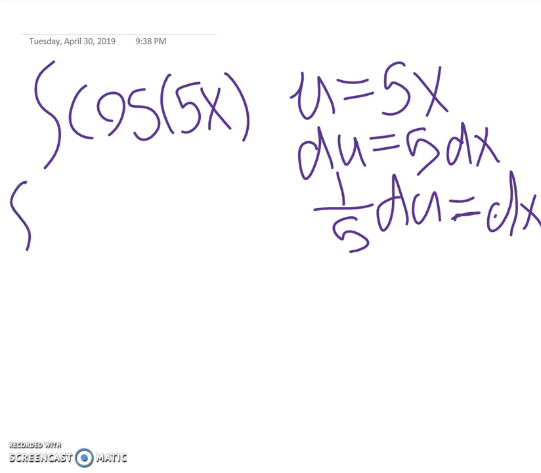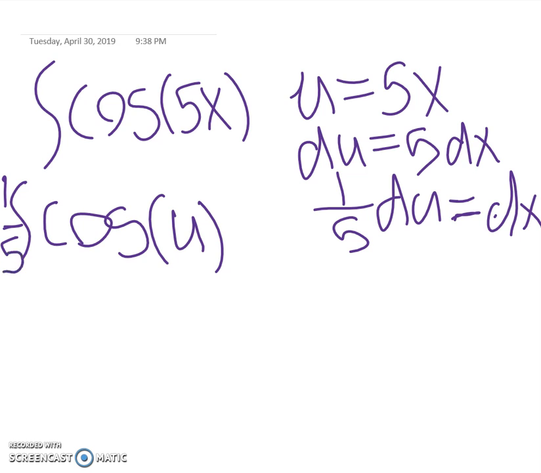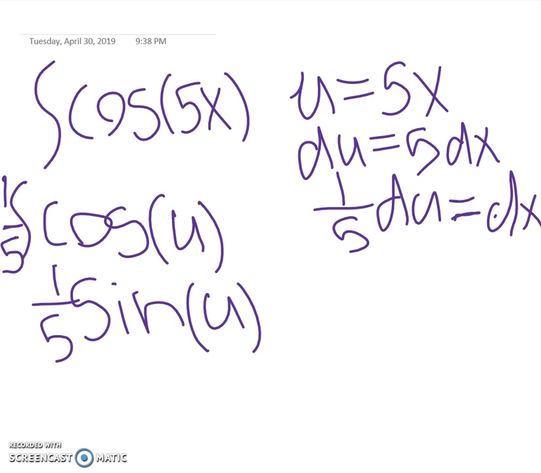So then we put in that u here, cosine of u, and we're going to have a 1/5 before the cosine of u, because that's our constant we got there. And then the antiderivative of cosine is sine, so it's going to be 1/5 sine of u. And we're going to then put our u back in there. So that's going to equal 1/5 sine of 5x.